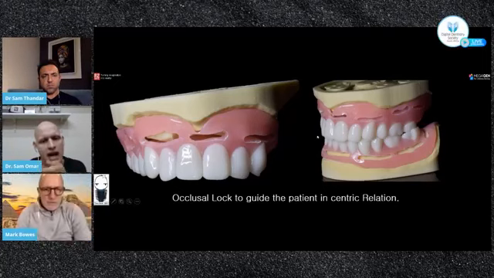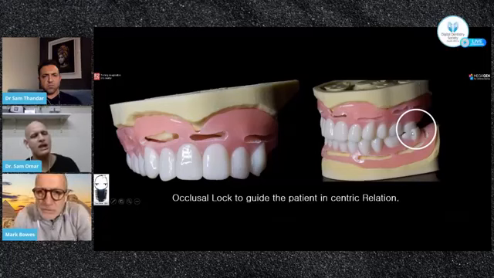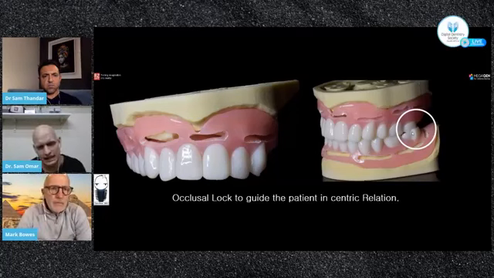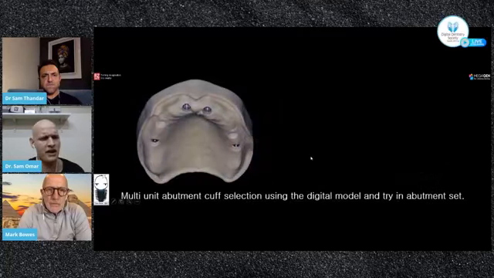So that's why the guys at Avident developed this occlusal lock right here. You see this little ramp right here. The idea behind it is that every time the patient bites down, it guides him back into centric relation. So when you do your pickup, nothing changes with the occlusion. The occlusion always remains the same. That's the idea behind this occlusal lock. So it's a very smart idea.